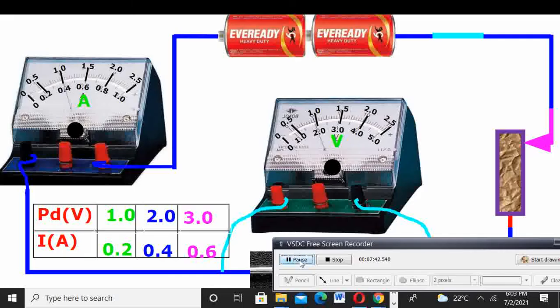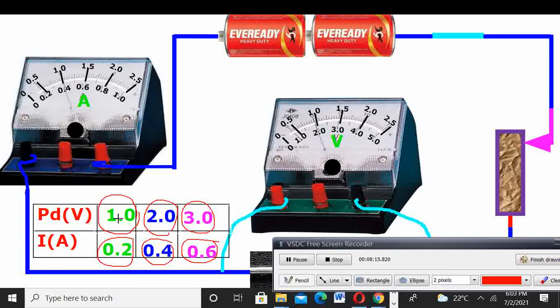From the experiment, a value of 1.0 volt, the current determined was 0.2 amperes. For a value of 2.0 volts, the current also increased to 0.4. The voltage of 3.0, the value was 0.6 amperes.